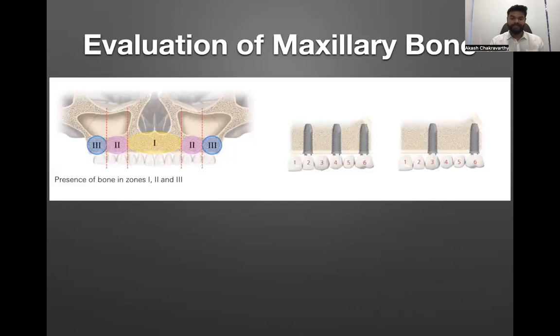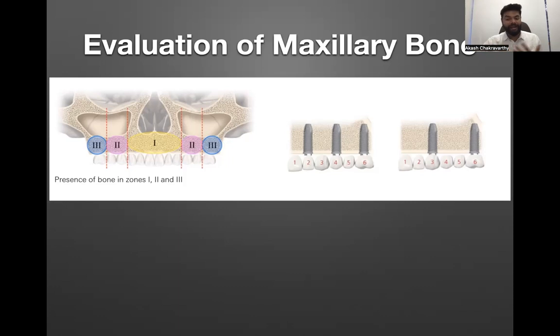Okay, so this is the Bedrosian classification. I think everyone is familiar with it. The maxillary bone is divided into 3 zones, zone 1, zone 2, and zone 3. Now, zone 1 is between the canines, zone 2 is the 2 premolars, and zone 3 is the molars. So when you have bone in zone 1, 2, and 3, that is when you can go for 6 straight implants. That's an ideal setup, ideal bone.